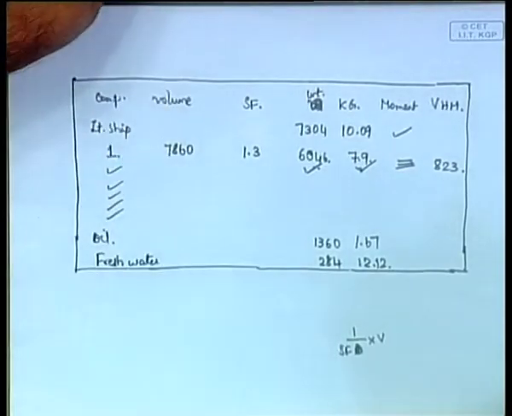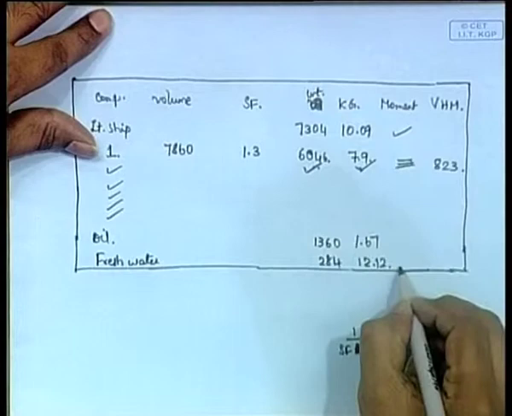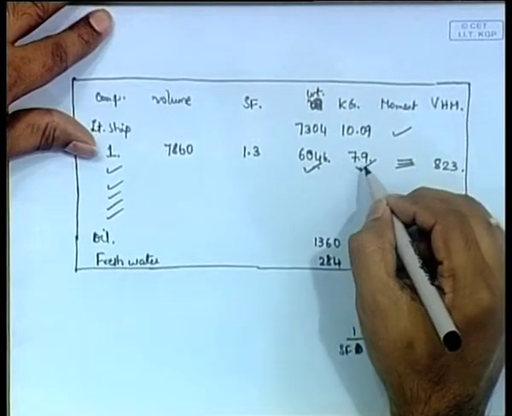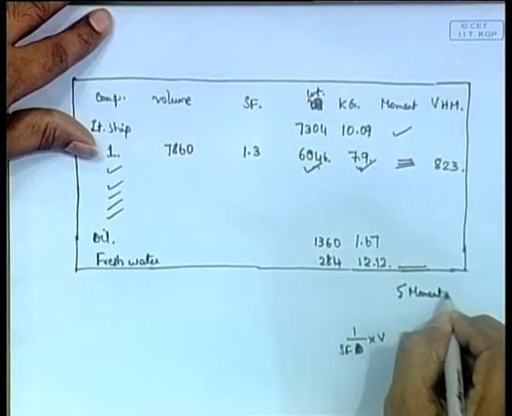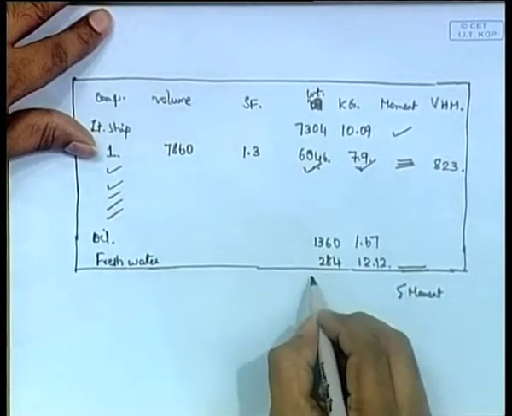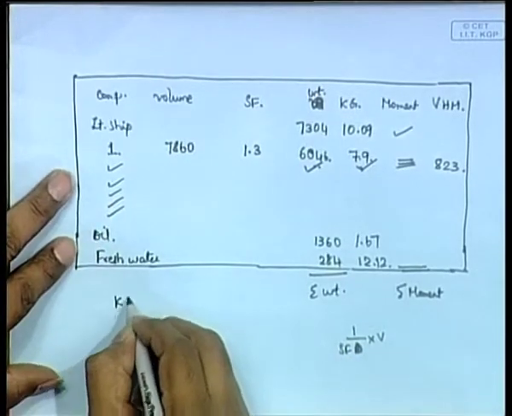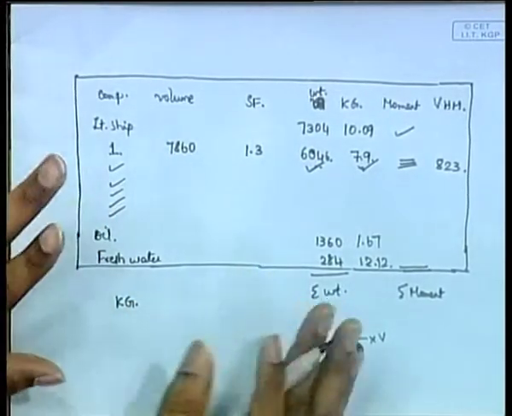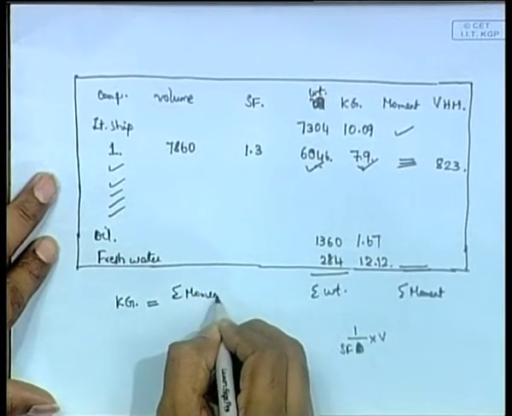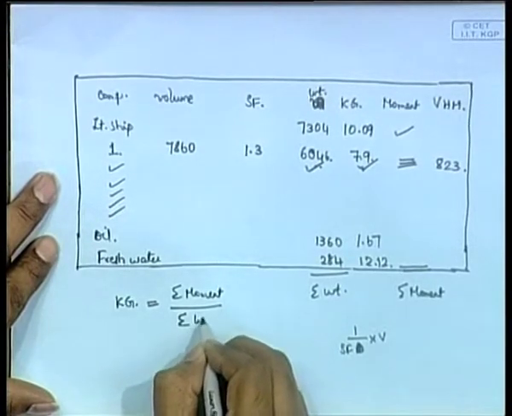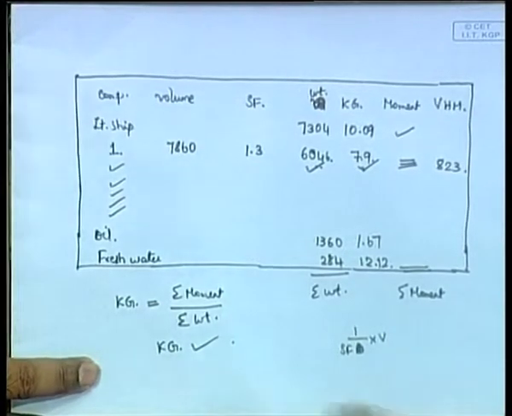Now, what do we find out from this table? See, here we have the total moment, which is weight into the kg, that moment, the sum of the total moment, sigma moment, and this when summed up will give you the sigma weight. Therefore, your net kg of the ship, after all the healing, everything is over, will be given by the sigma moment divided by sigma weight. This will give you the net kg of the ship. So, now you have the kg.